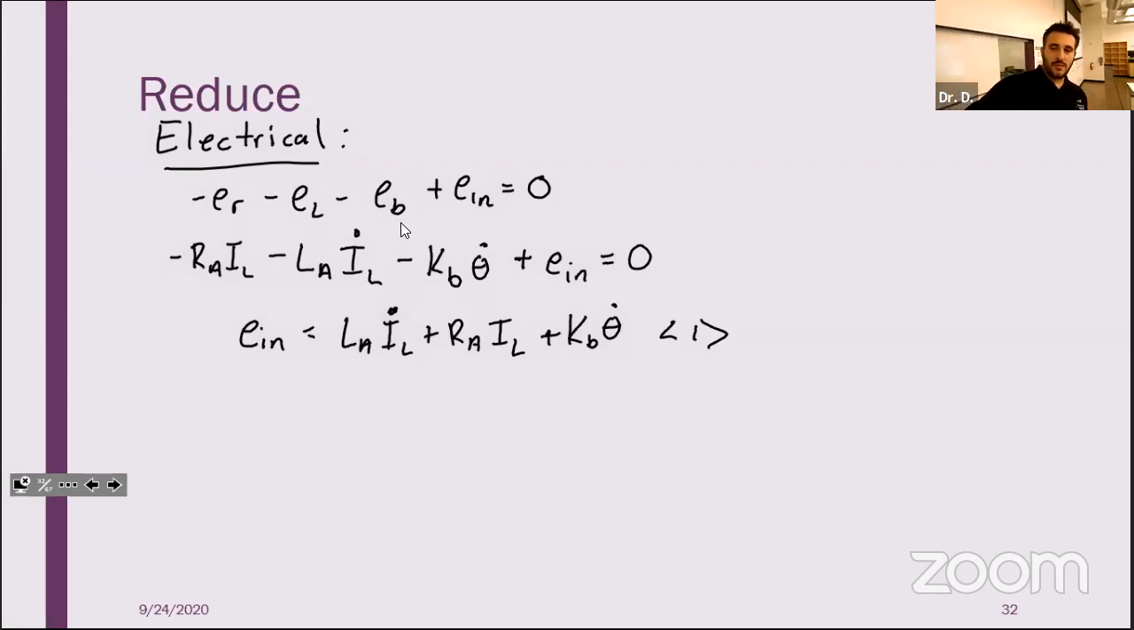Is everybody okay with the reduction here? Did we follow with the circuit, right? It was a pretty standard circuit. Is everybody okay? Do you have any questions so far? Any questions so far? No, we good?